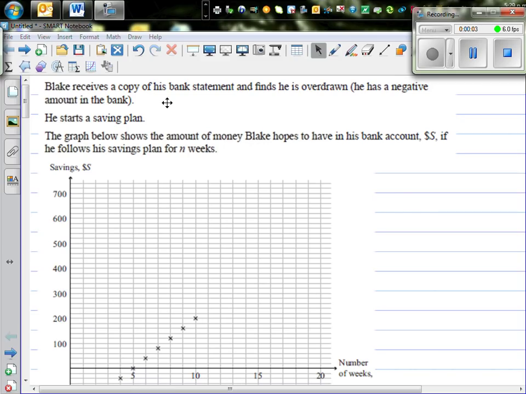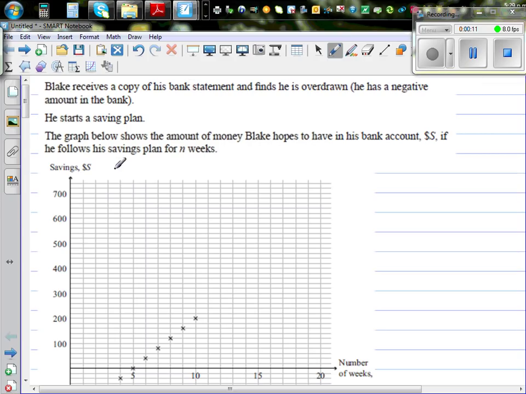Blake receives a copy of his bank statement and finds he is overdrawn. He has a negative amount in the balance. So this is the statement in terms of a graph. He starts a saving plan. The graph below shows the amount of money Blake hopes to have in his bank account if he follows his saving plan for n weeks.